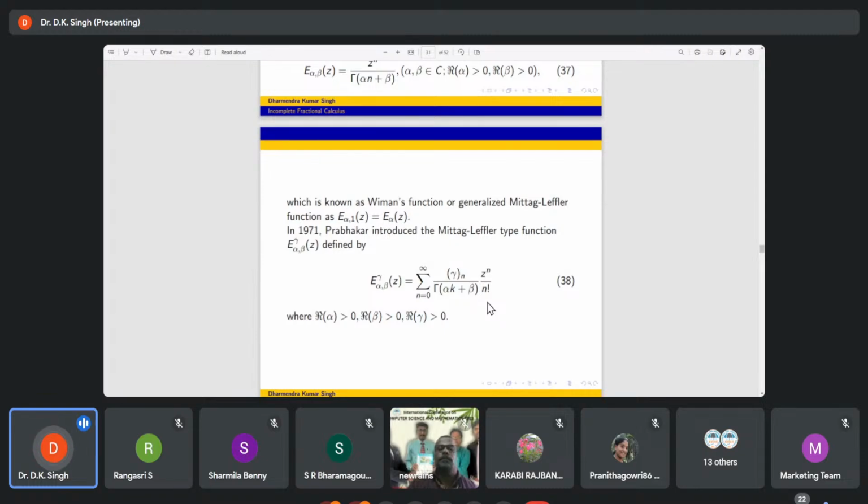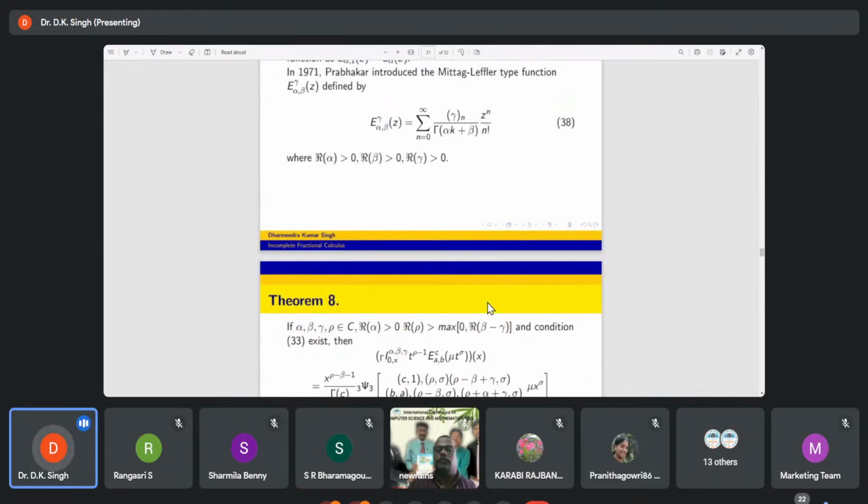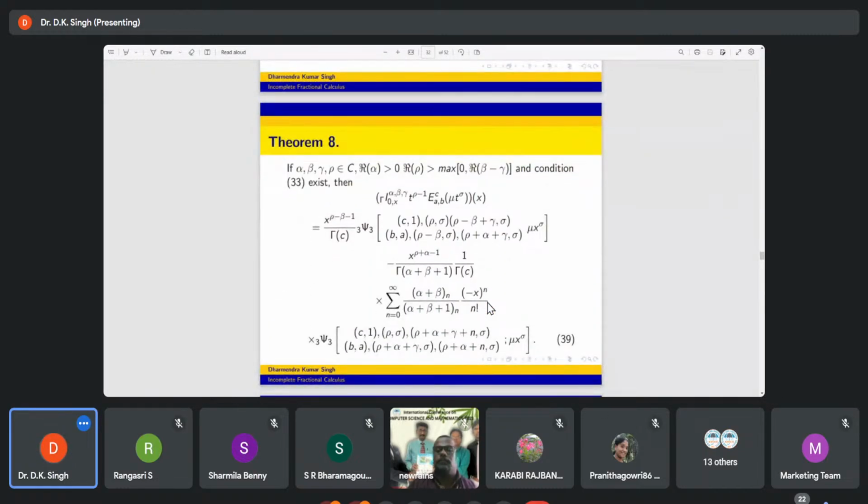If you represent this Mittag-Leffler function as a sum over n equal to 0 to infinity, it has the Pochhammer symbol (gamma)_n over n factorial. If you substitute gamma equal to 1, it is converted into a factorial form and the factorial cancels out. So if you substitute alpha equal to 1, beta equal to 1, gamma equal to 1, again you arrive at the exponential form, because the Mittag-Leffler function is a generalization of the factorial function.